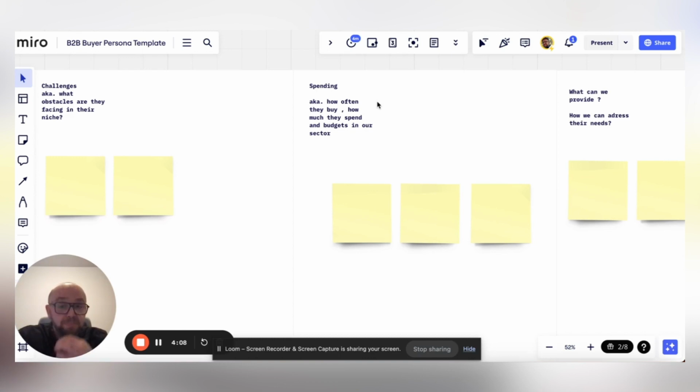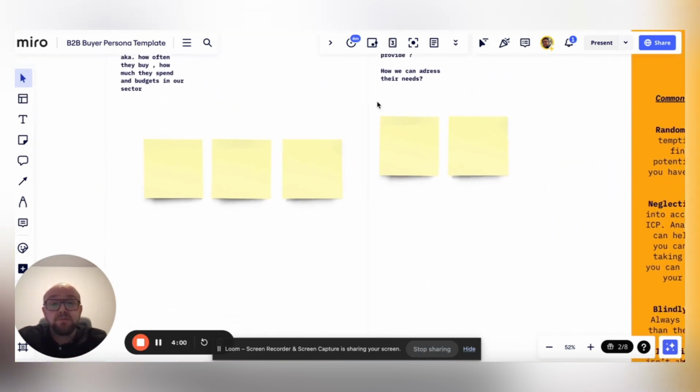Try to figure out their spending patterns. This will be tricky to establish, but once you do, this will prove very valuable information for the marketing team in the future.